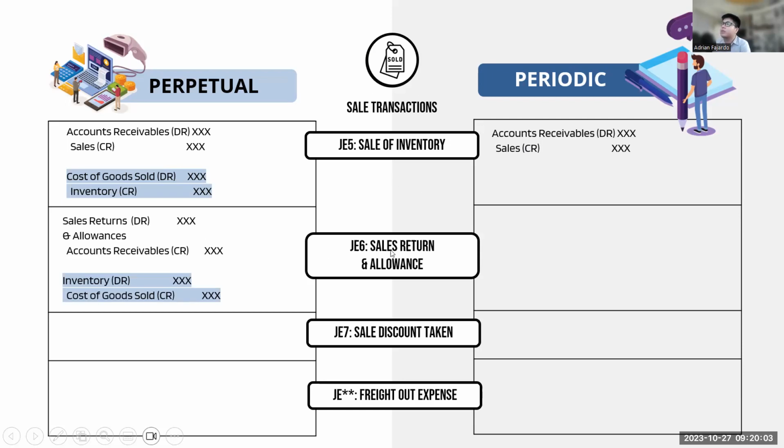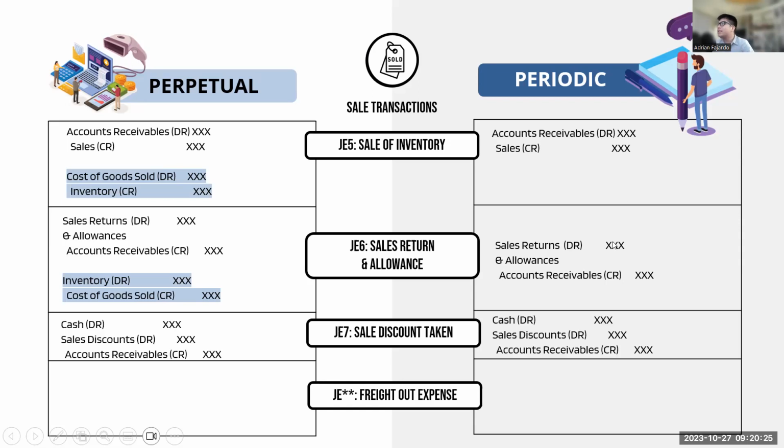So here, in journal entry number 6, sa sales returns and allowance, ang nangyari is, ni-reverse natin yung revenue, ni-reverse natin yung matching expense. For periodic, we will still reverse the accounts receivable, the revenue, pero walang COGS account. So, yun lang yung difference. Pag may sales discount, same lang yung journal entry. And then pag may freight out expense, ito lang yung journal entry. Right? So, ano lang ang difference?